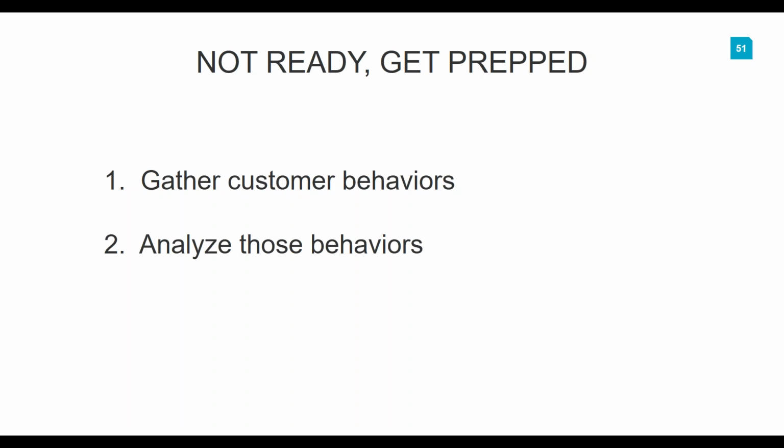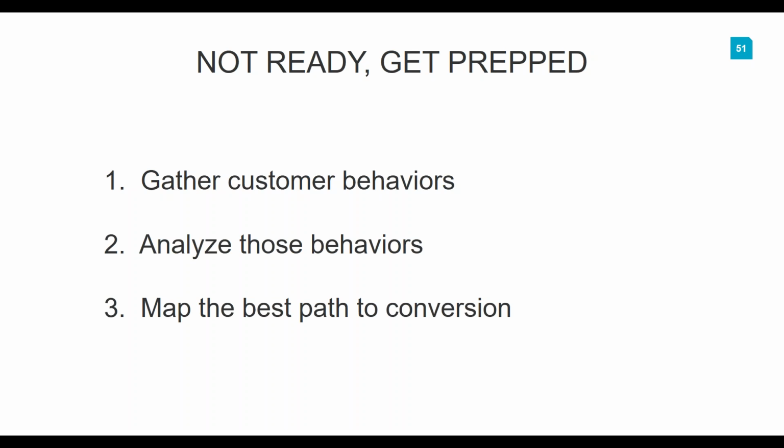Next is analyze those behaviors. The best and easiest way to do that is to have tools like digital analytics and journey analytics to assist you with that process. And then map your best path to conversion. Journey analytics allows you to do that. It allows you to see what your most productive channels are, what your least productive channels are, and where you're spending your time. If you're spending your time on your least productive channels, that doesn't make any sense. Spend your time on the channels that are really producing for you. And the best way to do that is to have a tool like Journey Analytics to get you there.